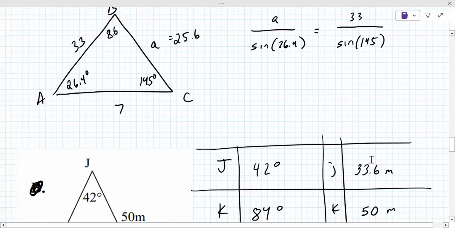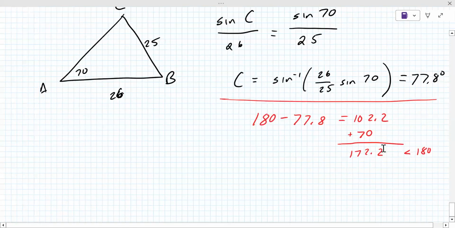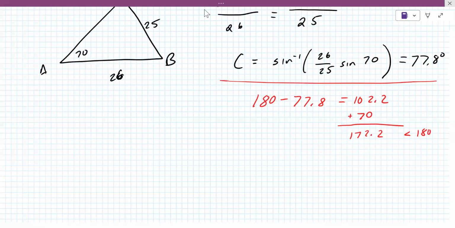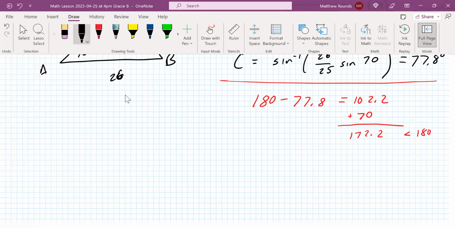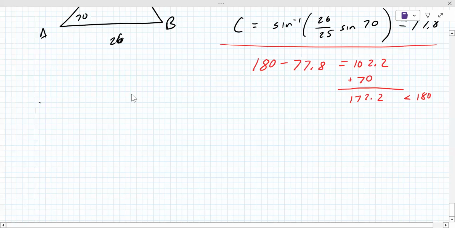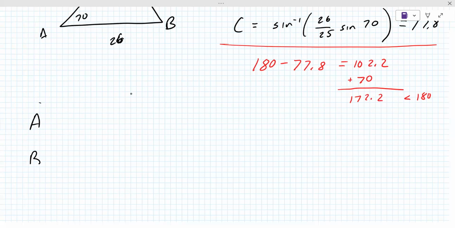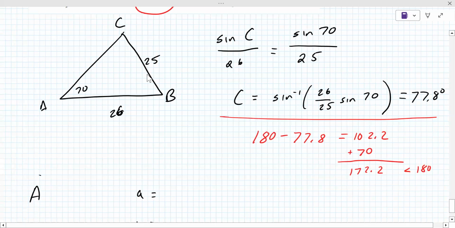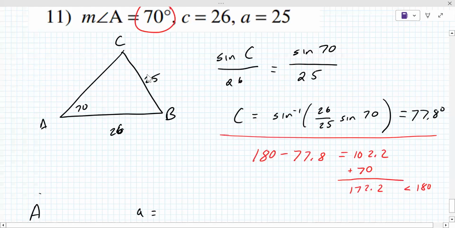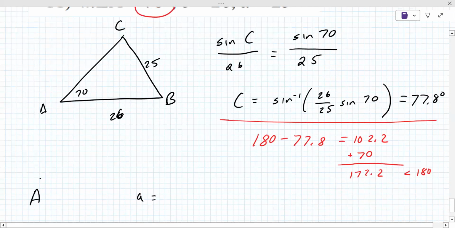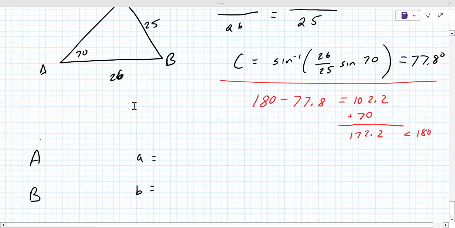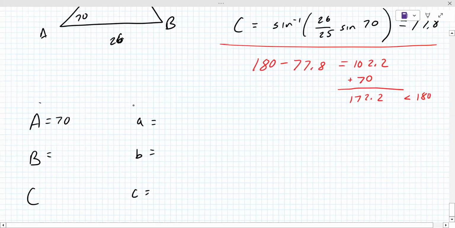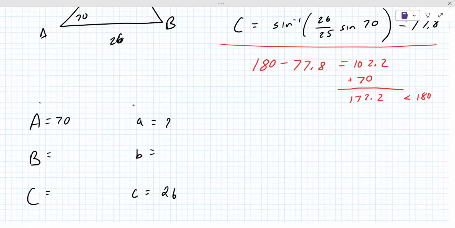So when you have a scenario where there's room, here's what you have to do. We don't have time to do all this, but this is what you have to do. You have to make two triangles. So you have your original A, B, C, little a, little b, little c. And let's go ahead and label what was given. 70 for A. Sorry, I got my snips all over the place. 70 for A, 26 for C, and 25 for A.